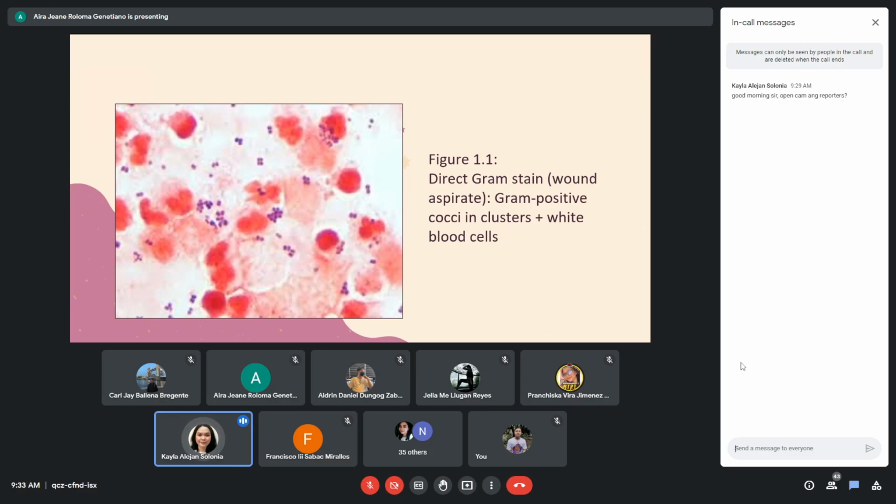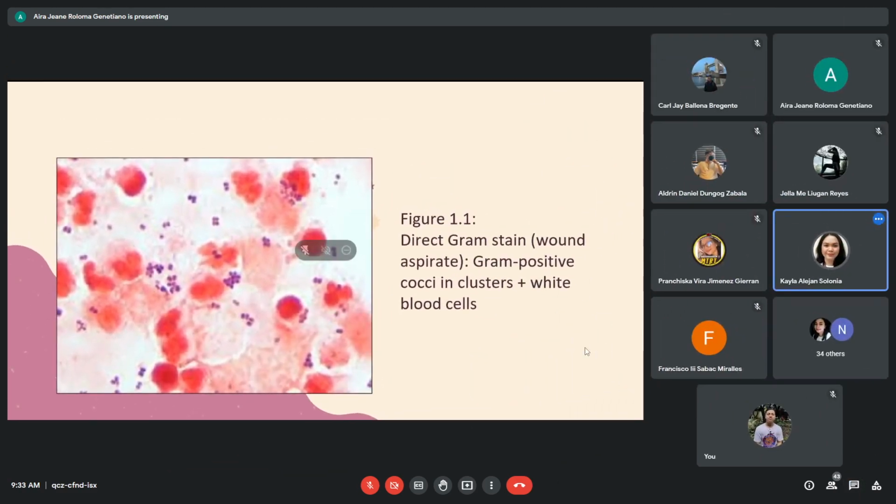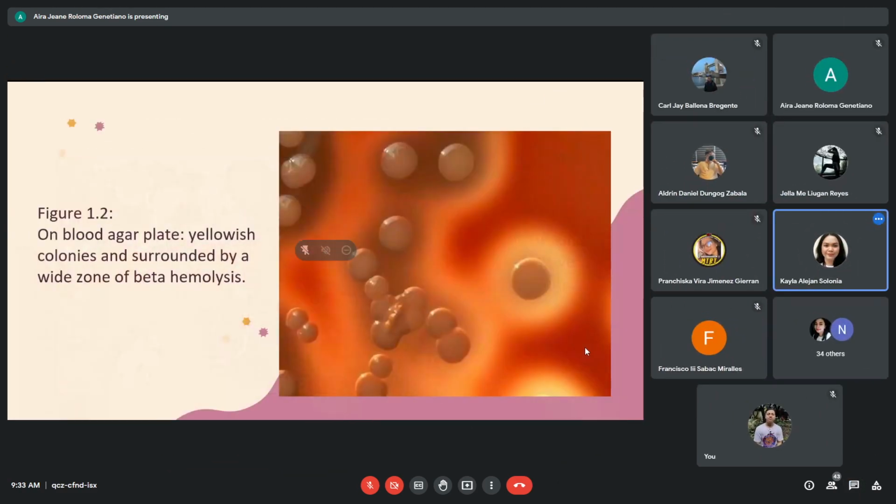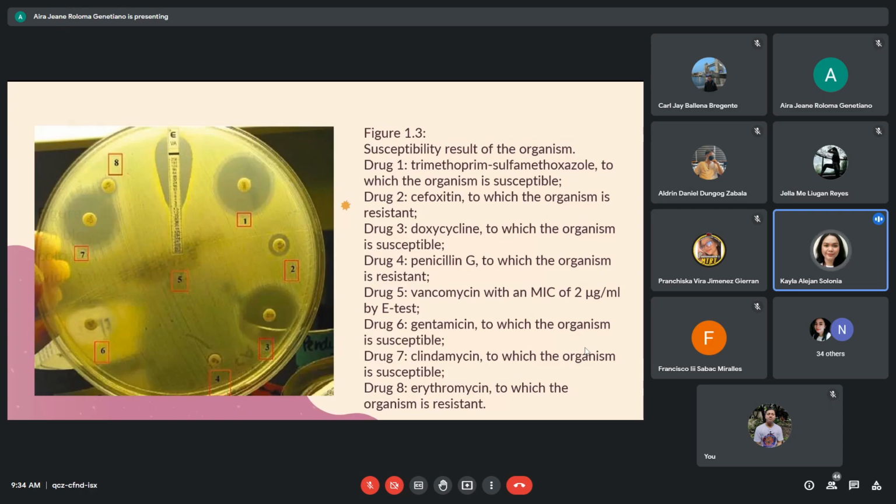Figure 1.1, direct gram stain. It shows gram-positive cocci in clusters and white blood cells. Figure 1.2, on blood agar plate, yellowish colonies surrounded by a wide zone of beta hemolysis. Figure 1.3 shows the different susceptibility results of the organism.